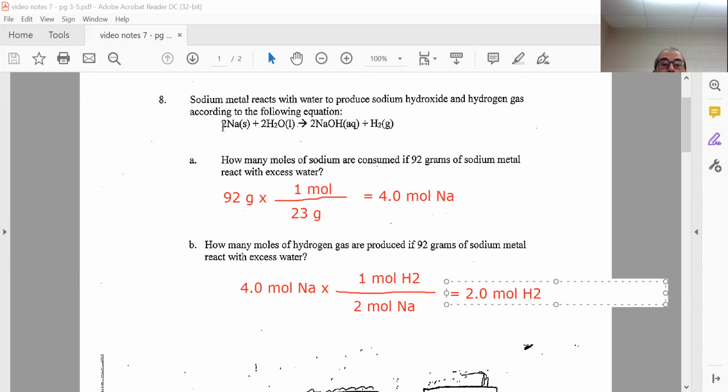Does that make sense? Well, if 2 moles of sodium give 1 mole of H2, then 4 moles of sodium should give twice as many moles of H2. 4 moles should give 2 moles. So a 2 to 1 ratio would be the same as a 4 to 2 ratio.